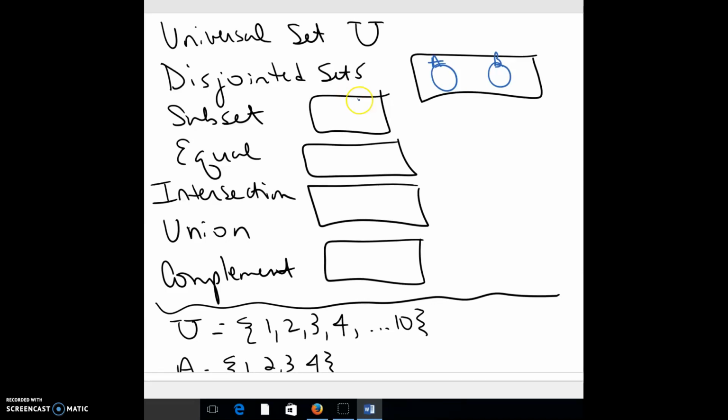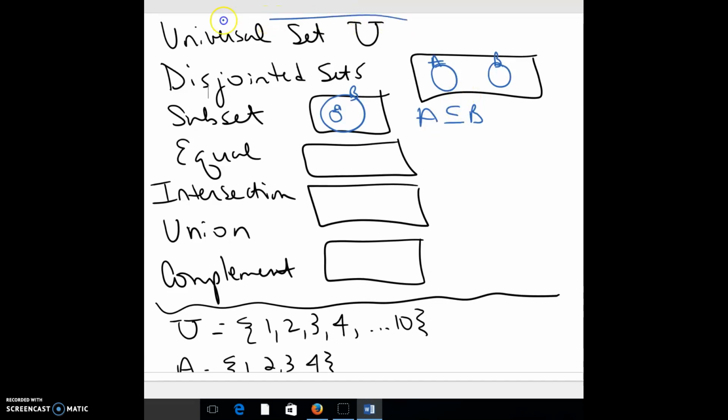Subsets we've talked about, but say here I have set B, and then A is inside of B. And so A is a subset of B. And it might be a proper subset where they're not equal to each other, in which case you ditch this line down here. Otherwise, we just usually do a subset.